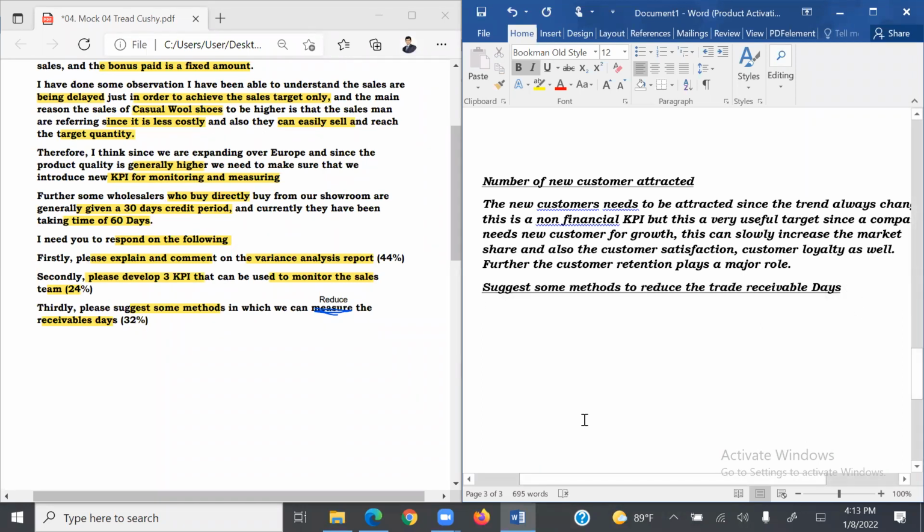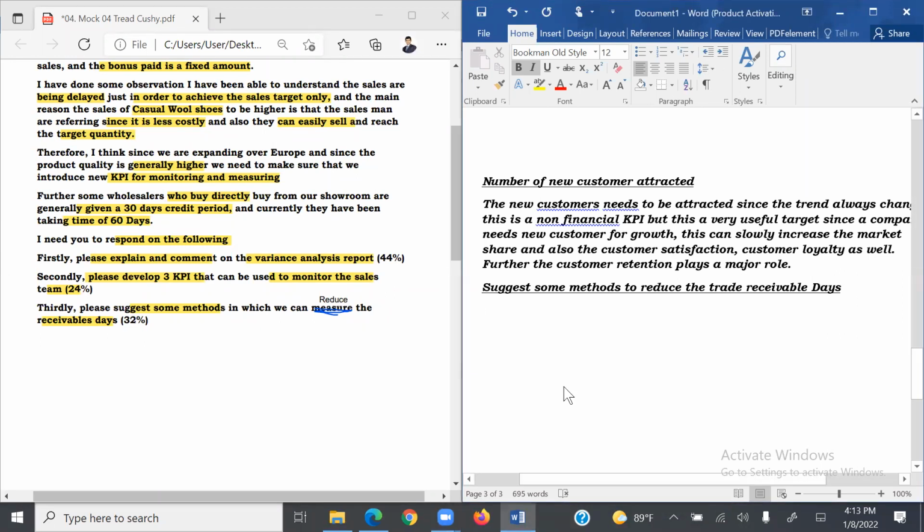So if you are fine with that, students, can I quickly get a Y in the chat box? Thank you very much, students. Okay, now coming here, students, suggest some method to reduce trade receivable days. It's not so difficult. It's very simple and easy.